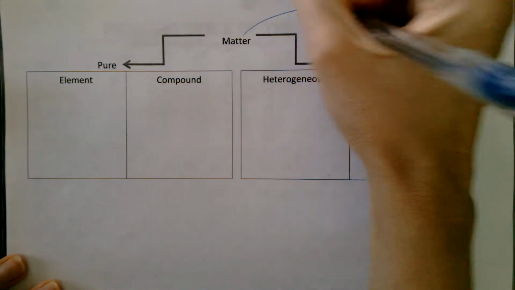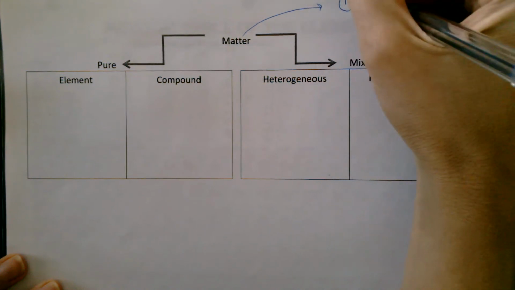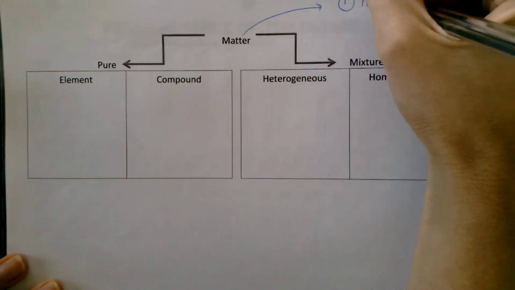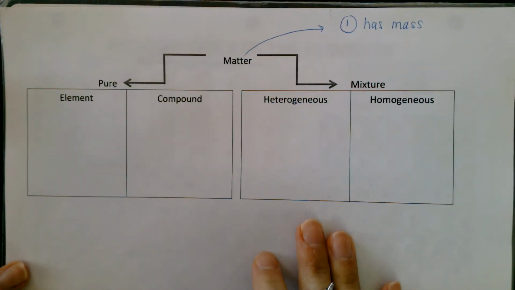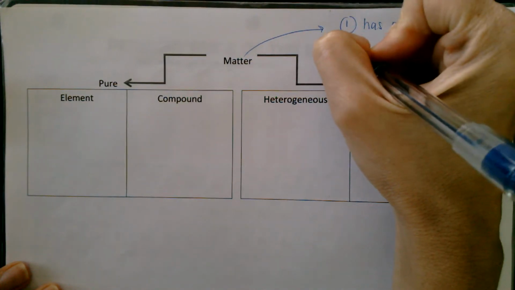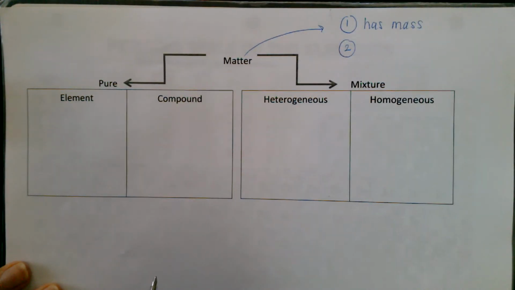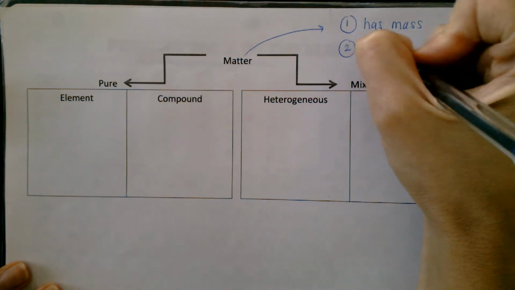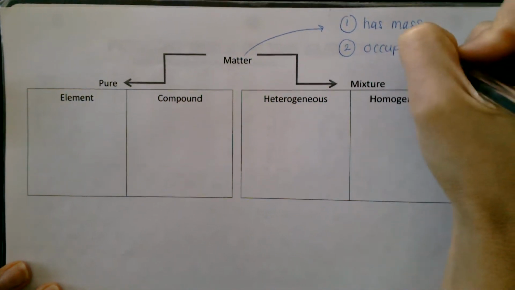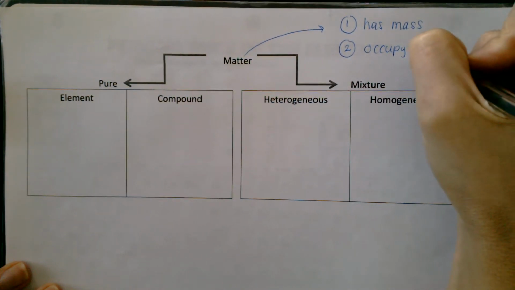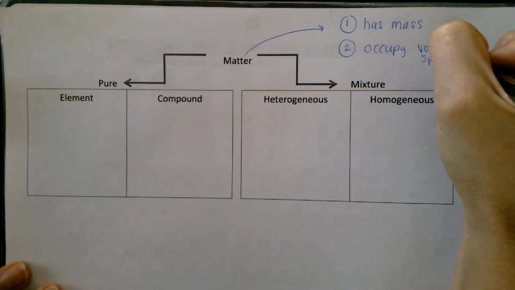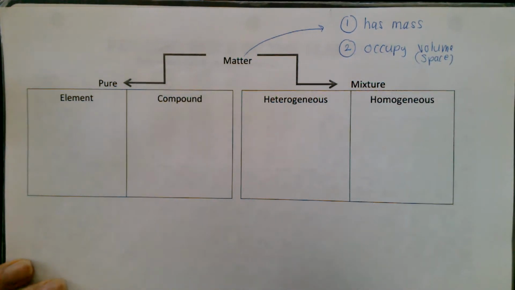So matter is something that, one, has mass. So matter has to have mass. And the second thing matter has to have to be considered matter is it has to occupy volume, or occupy space, or have volume. So it takes up space or it has volume. So matter has mass and matter has volume.